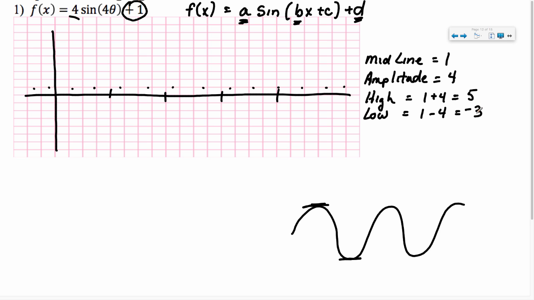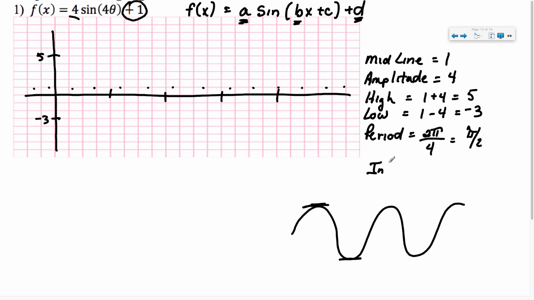So now we can go to the y-axis and say 1, 2, 3, 4, 5 will be the highest we ever get, and -1, -2, -3 will be the lowest we ever get. Okay, so what is the period? 2 pi over b. And in this case, b is 4. So my period is going to be pi over 2.